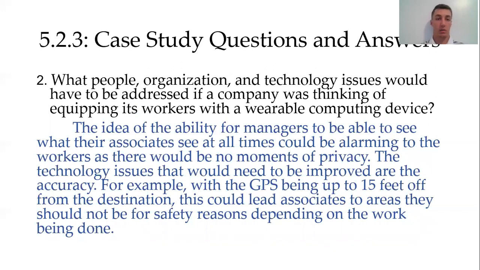The second one is what people, organization, and technology issues would have been addressed if a company was thinking of equipping its workers with wearable computing technology. This has already been discussed with the accuracy and, for example, 15 feet can be the difference between somewhere that's safe and somewhere that an associate shouldn't be, whether that be because there's a drop-off zone that they don't know about or what may happen that these GPS could lead them in the wrong direction.